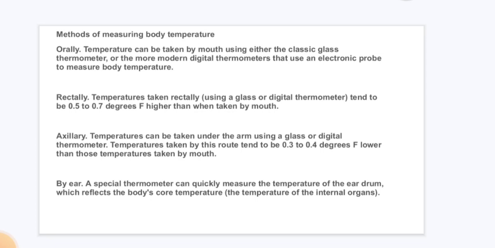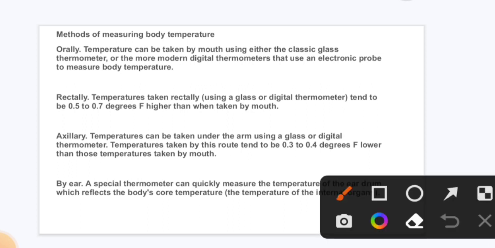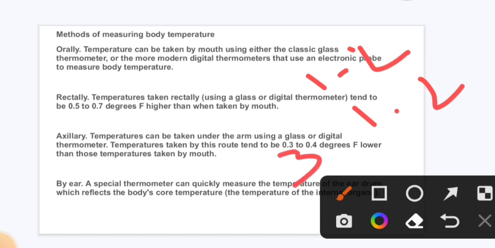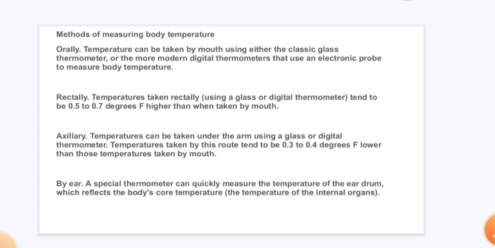Oral temperature we have to place for 1 to 2 minutes. Rectal also 1 to 2 minutes, and axilla we have to place for 3 minutes. 3 to 5 minutes we have to place in the area. By ear also 1 to 2 minutes.